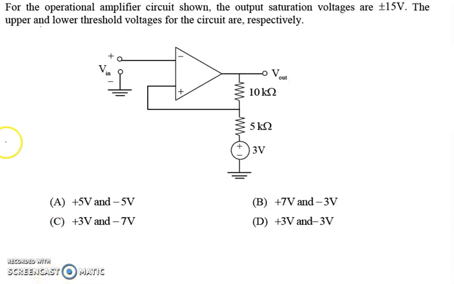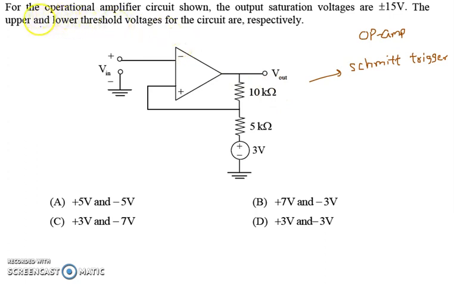In this video, we are going to see this GATE 2017 problem. This problem is regarding the concept of analog electronics, and the sub-concept is operational amplifiers. Out of the operational amplifier circuits, this circuit is actually a Schmitt trigger. The given circuit is a Schmitt trigger circuit.